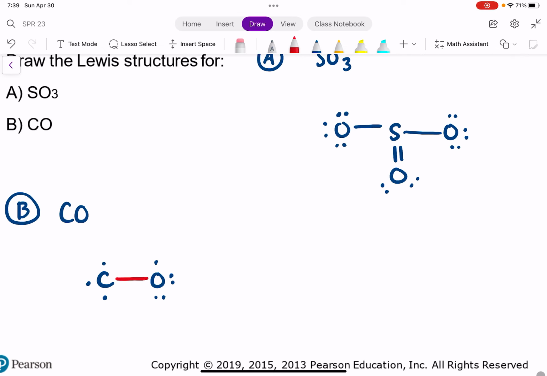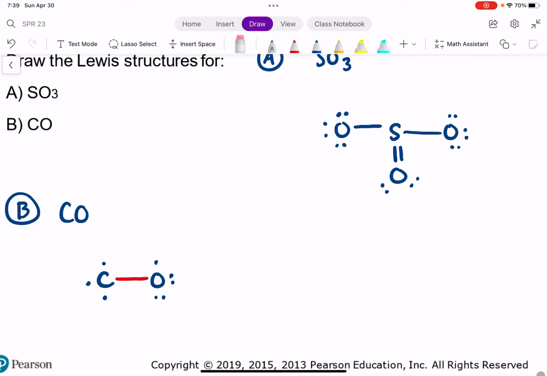All right. So now that carbon has what? 1, 2, 3, 4, 5. That's not quite enough, right? We need 3 more. And then our oxygen has 1, 2, 3, 4, 5, 6, 7. So oxygen's not happy either.